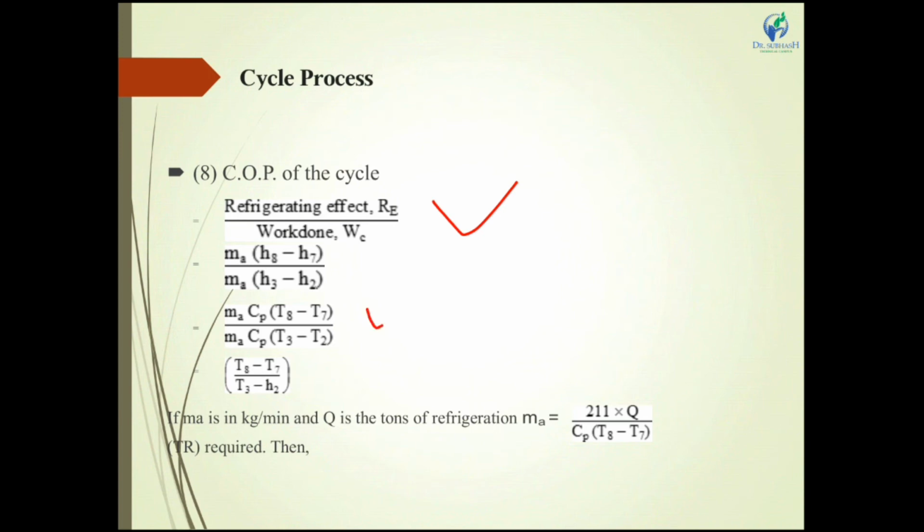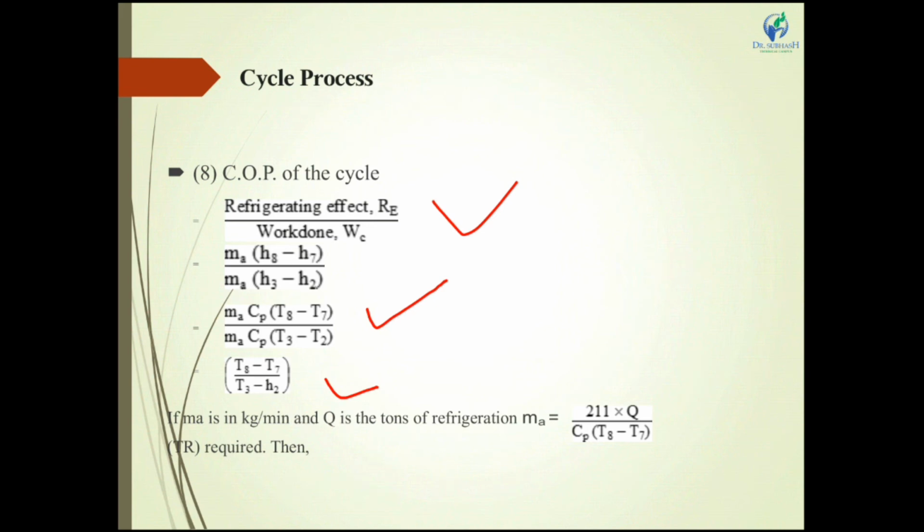MCp delta T, the temperature difference for the refrigeration effect, is T8 minus T7, and MCp delta T for the temperature difference in the main compressor is T3 minus T2. We have to neglect MA and Cp. In the final equation, T8 minus T7 is the refrigeration effect and T3 minus T2 is the work done in the main compressor.